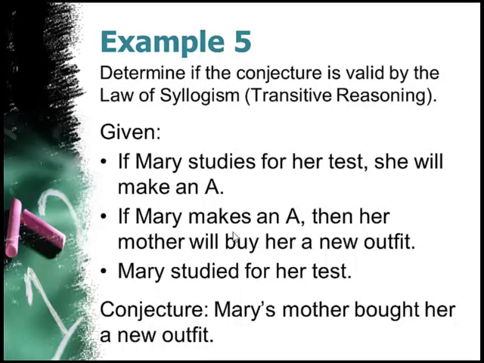Get rid of cable. All right, let's take a look at example 5. If Mary studies for her test, she will make an A. So these are given. We can assume these are true. If Mary studies for her test, she will make an A. So this part, if, that's P. She will make an A. All right, that's Q. Notice how they left off the then.